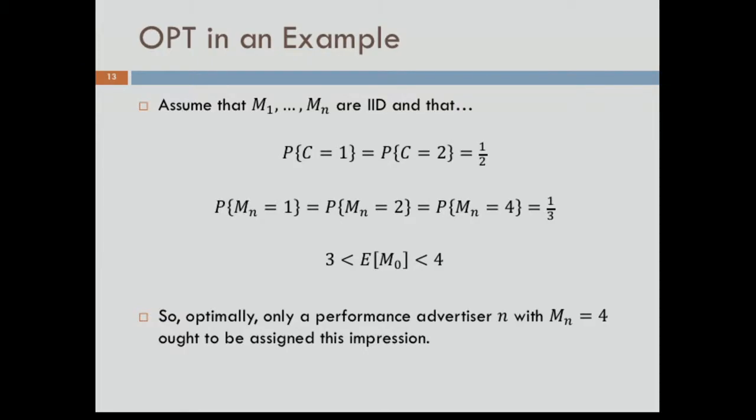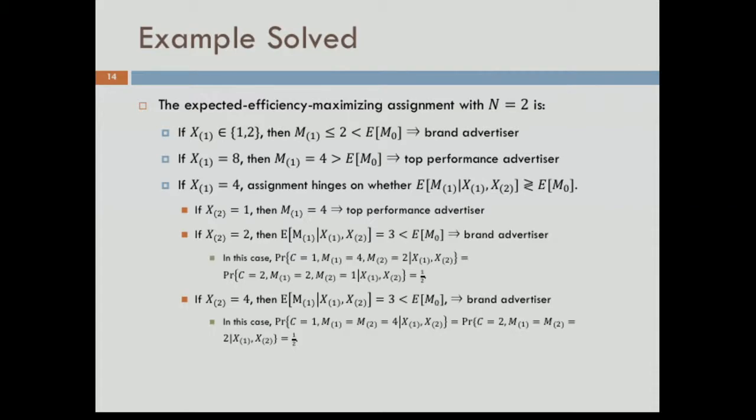Optimally, a performance advertiser N with Mn equal to 4 would be assigned this impression, and otherwise the impression would optimally be assigned to the brand advertiser in this example. So this is what the solution looks like.